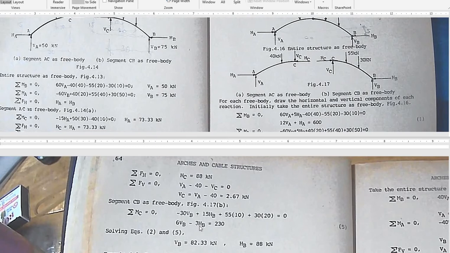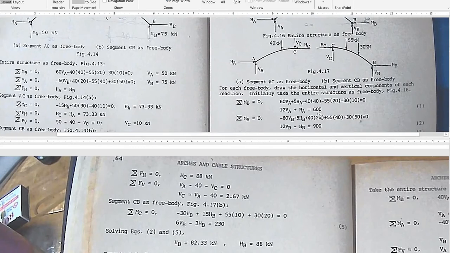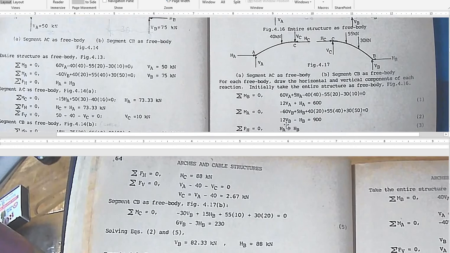And then notice na dito sa previous equations, meron na tayong 12VB minus H sub B is equal to 900. So, from segment CB as free body, you combine these two equations, take two equations, two unknowns, you can easily solve because this is a linear equation. And then, you can now have V sub B is 82.33 and then H sub B is simply 88.